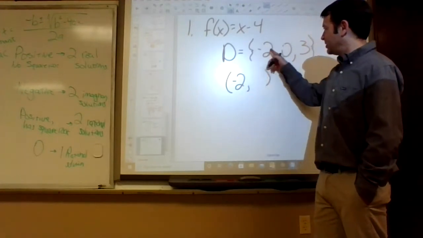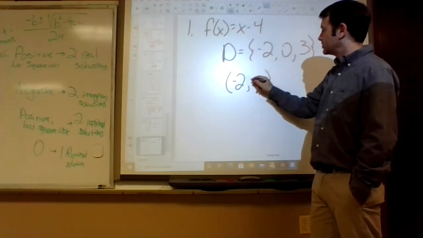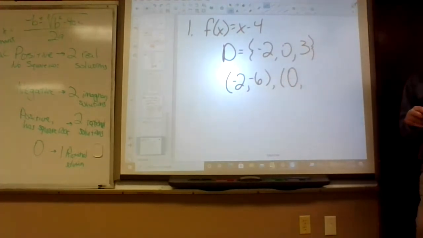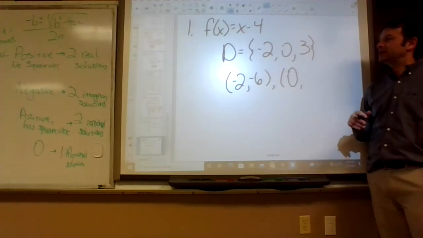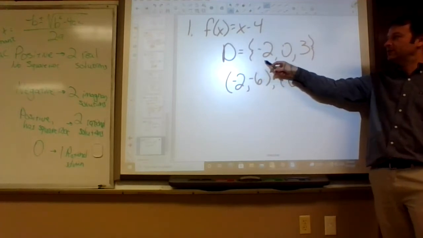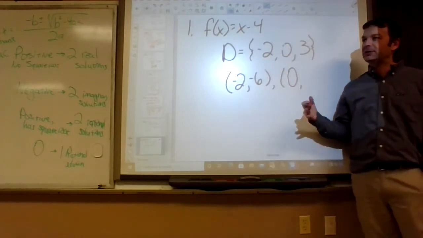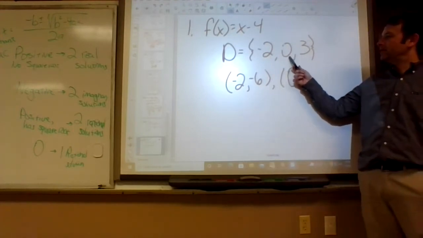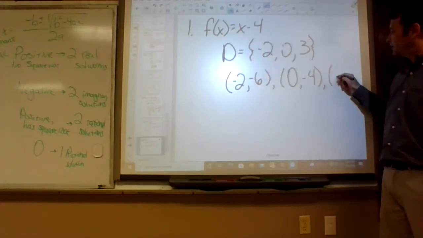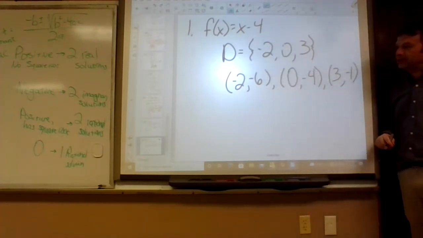So if x is -2, what's the function going to equal? -6. We have to show work. If it's that simple, no. I just copied the problem down, but there's no need to do that either. Copying the problem down doesn't count as showing work, by the way. It's only if you have to actually do something to solve it. If x is 0, what's the function going to equal? -4. And if x is 3, -1. And that would be all for number 1.